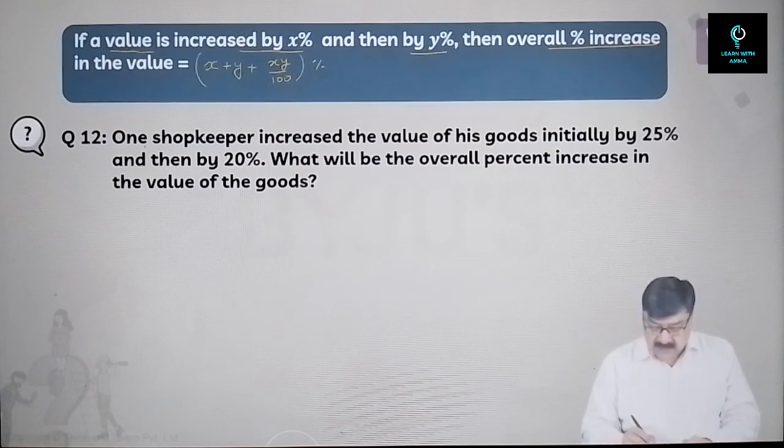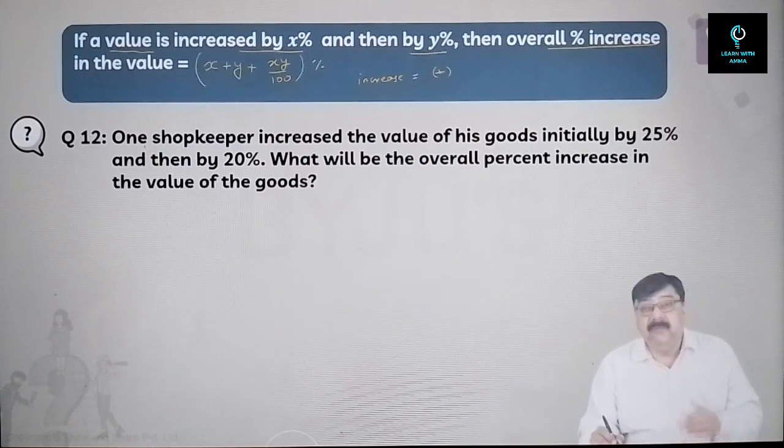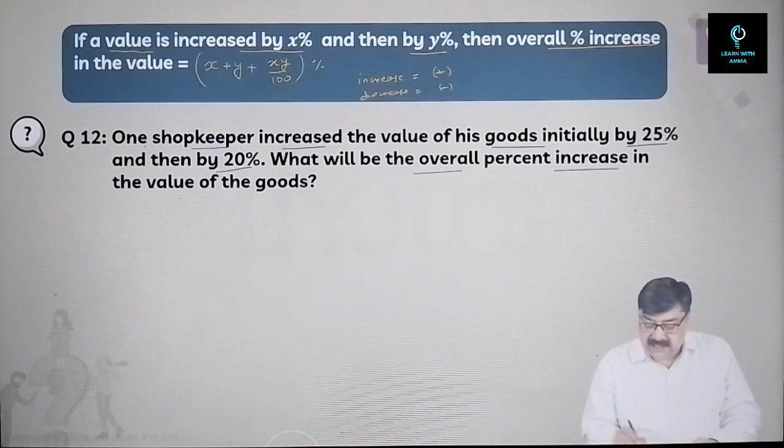Now let's have a look at this question which is given to us. Now here, before I take it up, this increase or decrease, whatever is given to you, just make sure that for increase, you use the symbol of plus, or let us say positive, and for decrease, you use a symbol of minus, that is negative value. So one shopkeeper increased the value of his goods initially by 25% and then by 20%. What will be the overall percent increase in the value of the goods?